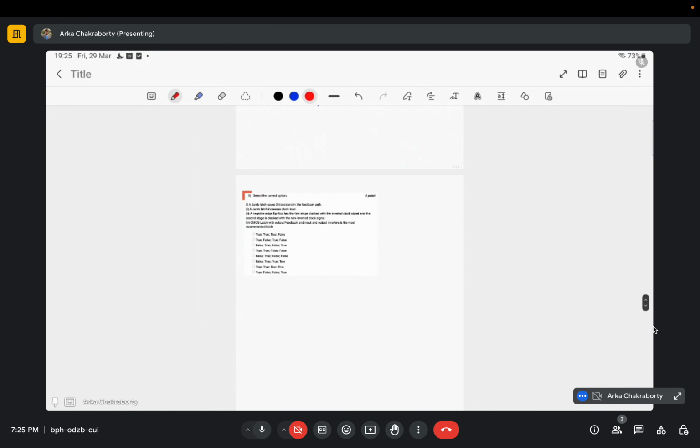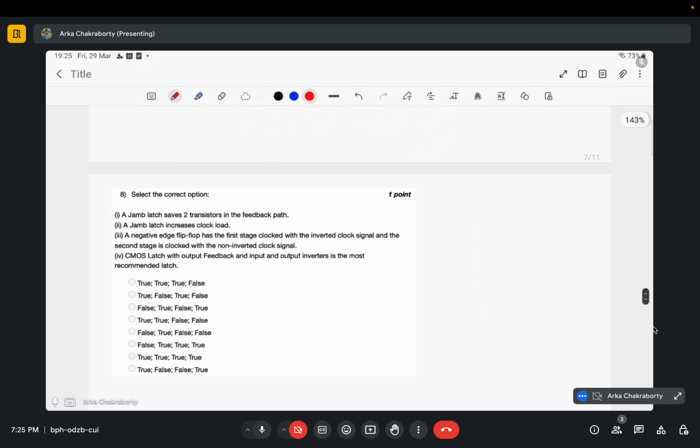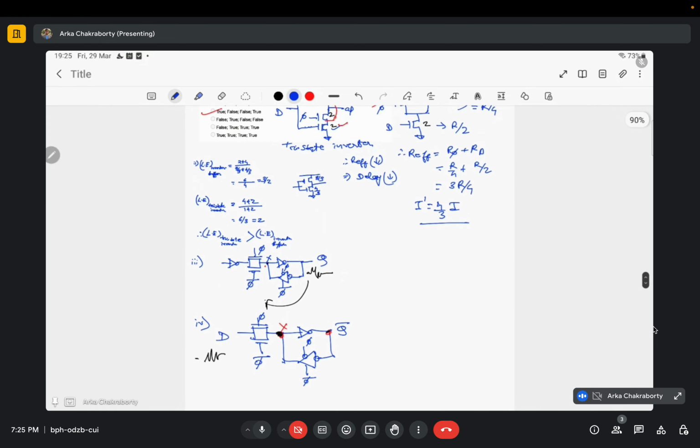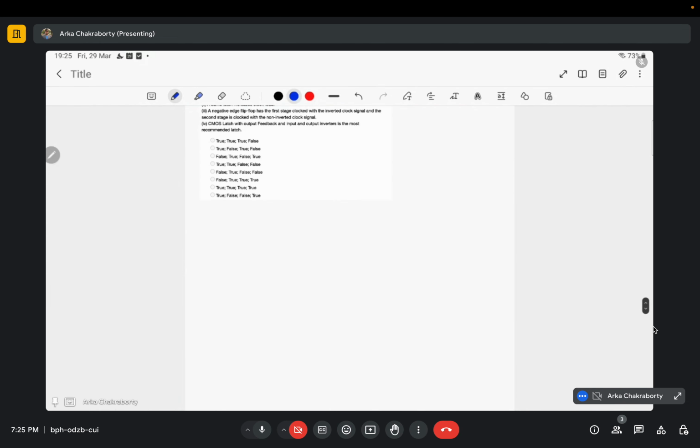Question number 8. So again, select the correct options. The first statement is: a jump latch saves 2 transistors in the feedback path. So let us look into what a jump latch is. Initially, in the tri-state inverter based design, we have seen that the circuit is something like this.